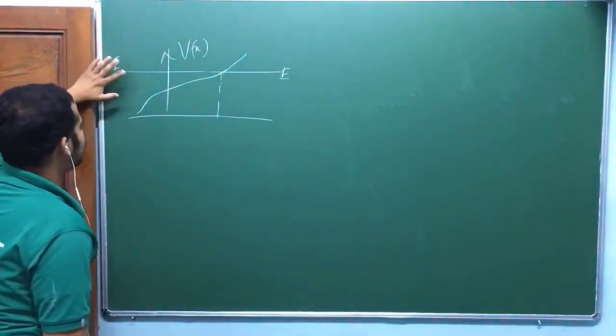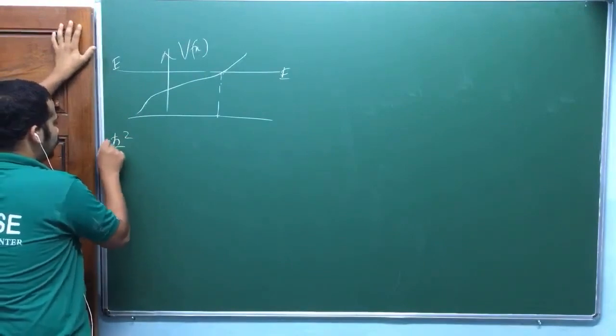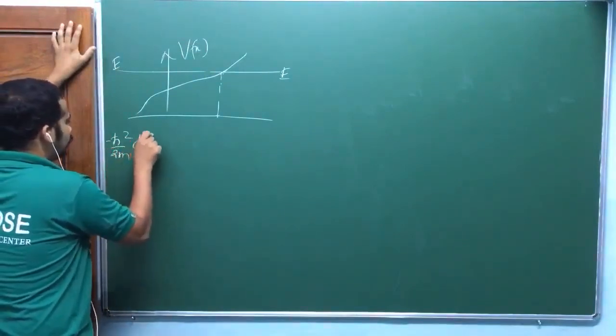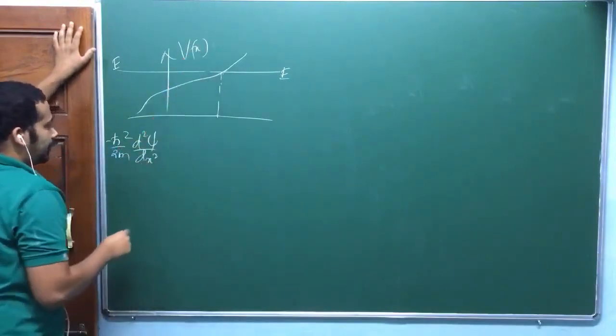Now look here. In this region, let me try to solve the Schrodinger equation: minus h bar square by 2m d square psi by dx square. Our potential is time independent, okay?